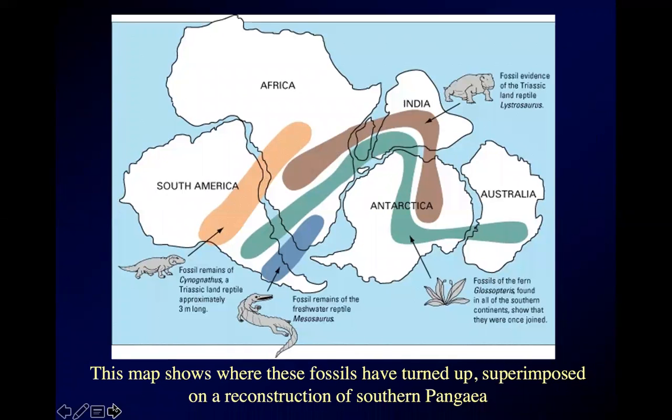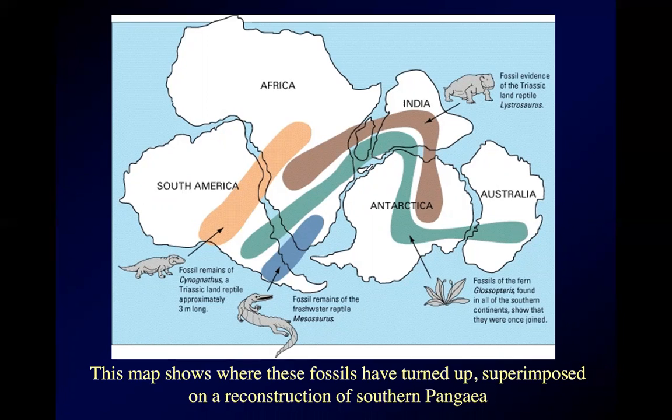And here's why this matters. Synagnathus turns up in South America and Africa. Lystrosaurus turns up in Africa, India, and Antarctica. Mesosaurus is only found in South America and Africa. Glossopteris, that seed ferny type plant, is found in all of these: South America, Africa, India, Antarctica, and Australia. And here's the thing, they all date from the time when Pangea existed and was just about to start breaking up.